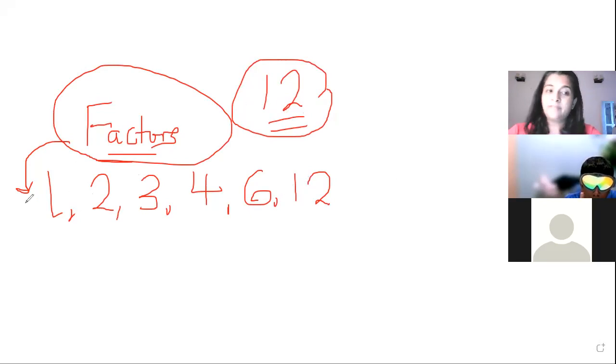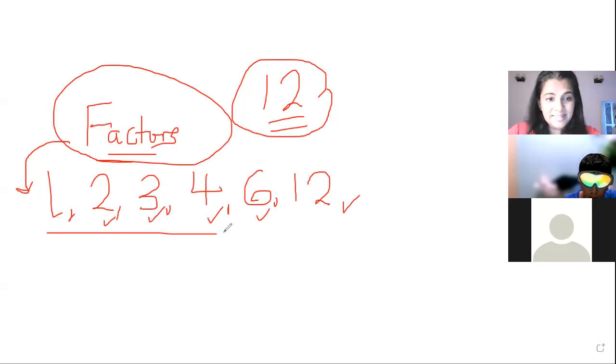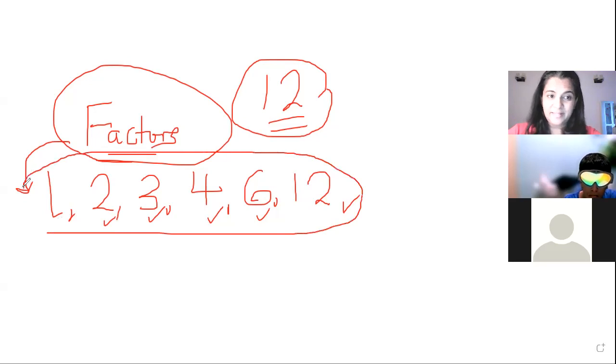So for example, 12 can divide with 1, you'll get 12. 12 can divide with 2, you'll get 6. 12 can divide with 3, you'll get 4. Do you understand? And in this list of factors, if you happen to see a prime number, then there is a prime factor for 12. Say, for example, what is the prime number here, guys? Can anybody point it out?